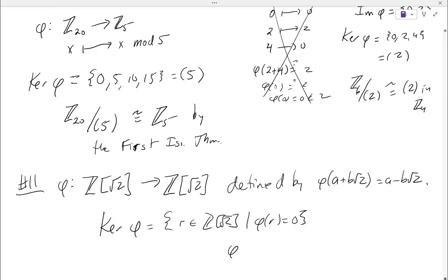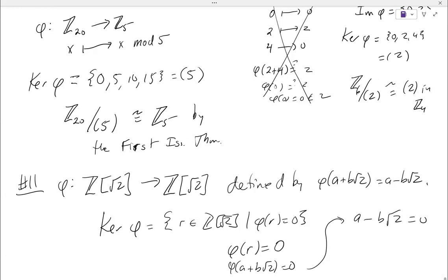All right, so if I start with phi of r is 0, well, your r looks like a plus b root 2, right? So what are we really setting equal to 0? A minus the b root 2, yep. All right, and then the hint in the book says that you can assume that root 2 is irrational.